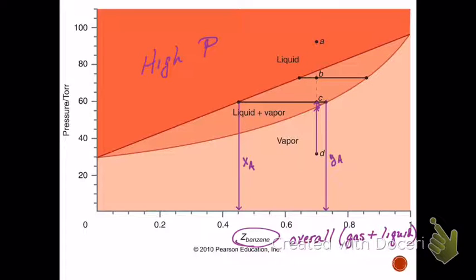So we'll note that we have this horizontal line here that connects the two regions, the liquid and the vapor region, and the endpoints of that line where it intersects the boundaries corresponds to the mole fractions of the liquid and the vapor respectively.